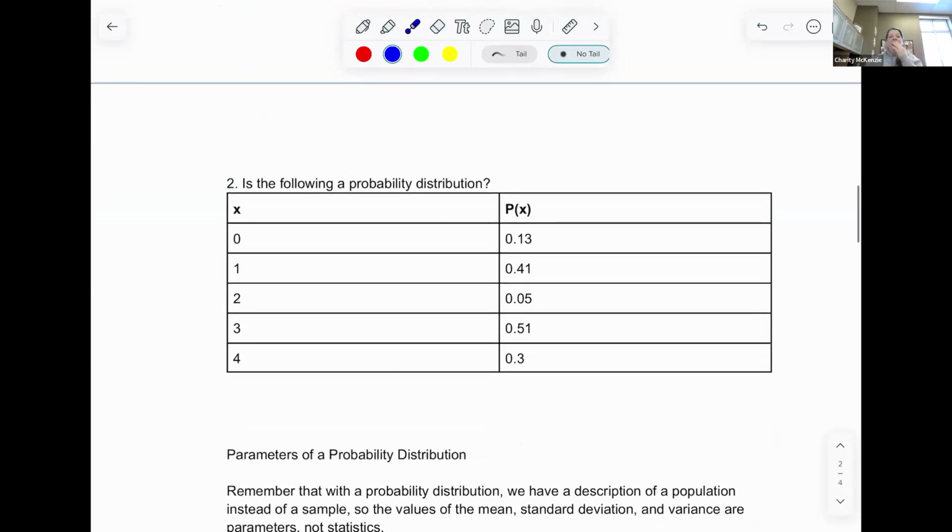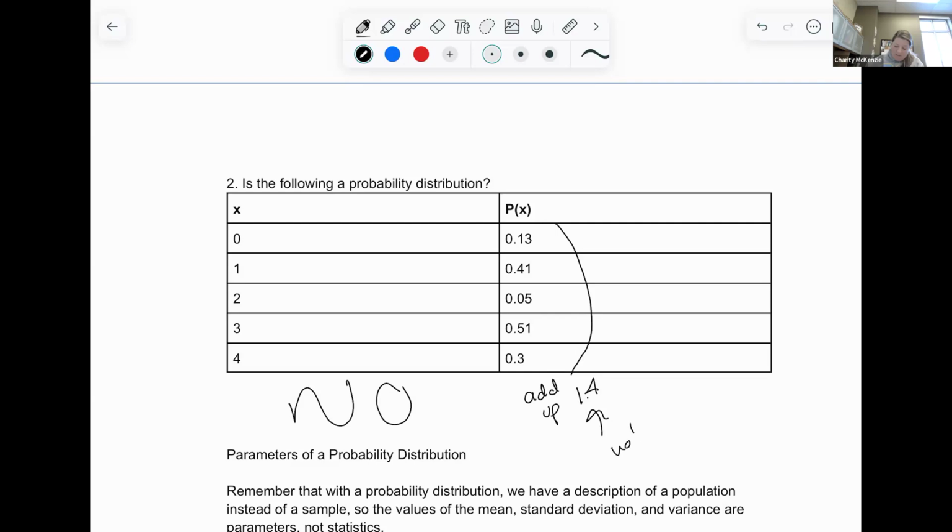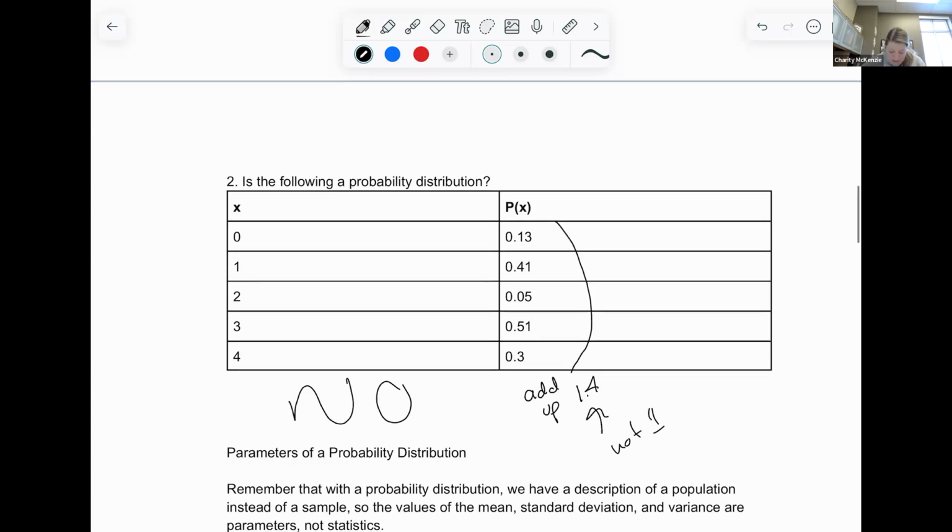So is the following a probability distribution? What are we checking? We're checking if these add to 1. So let's add these up. And I get 1.4. So no, it's not a probability distribution, right? This is not 1. However you want to think of that. So that's it. That's a bunch of your questions. Is it a probability distribution? Yes or no? All right.